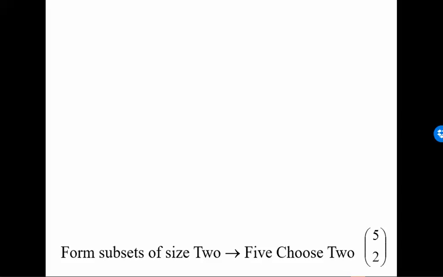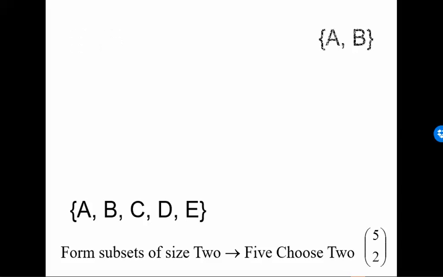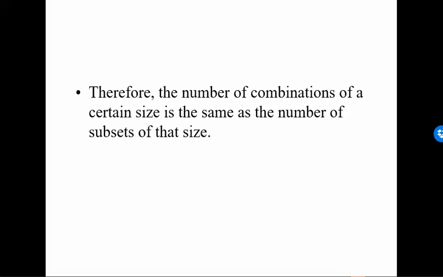Picking 2 is also going to give you a subset of size 2. So combinations is the same as subsets. So now we have the items A, B, C, D, E in our set, and my subsets are going to be, for example, AB, AC, AD, and so on. Therefore, the number of combinations of a certain size is the number of subsets of that size.